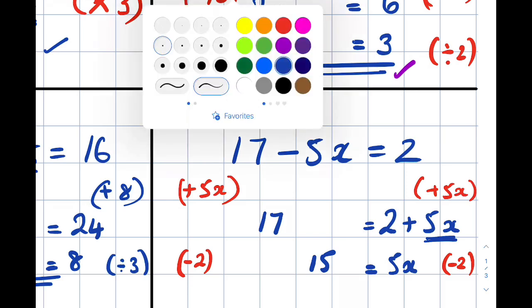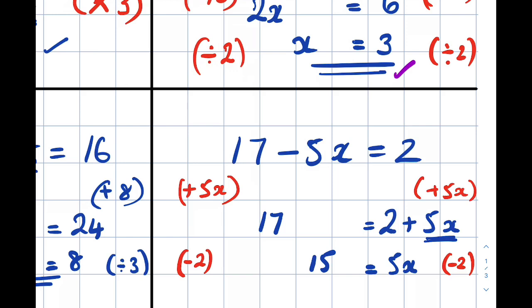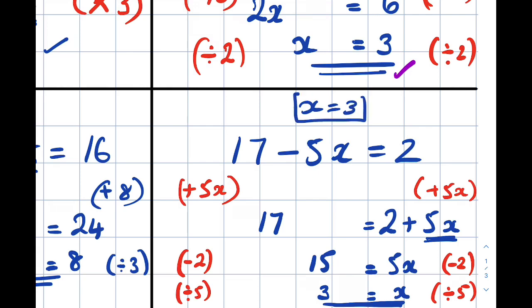In order to get rid of that multiplied by 5, we can divide by 5. But remember, divide both sides by 5. Dividing the right hand side by 5 will give us x. Dividing the left hand side by 5 will give 3. So there's your answer. x is worth 3. Or you can write it the proper way around if you like. There we go. Okay, so x is worth 3.